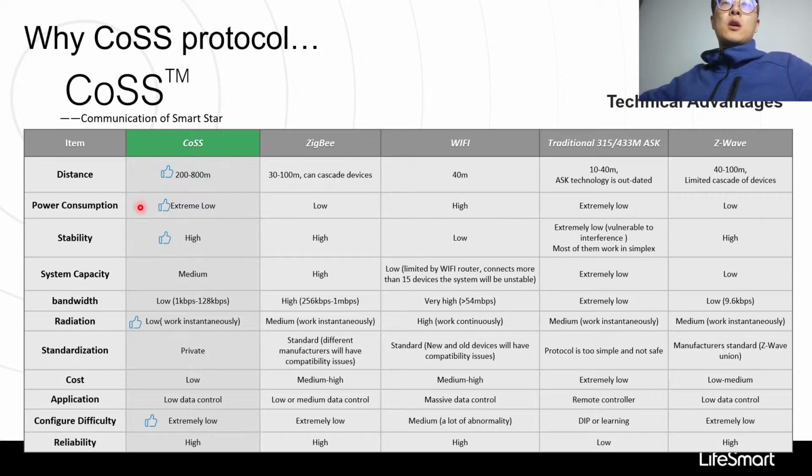And the next is the power consumption. We can offer extremely low power consumption with the COS protocol. Say for instance, we have a switch called Starry switch, which is a no neutral wire switch solution. It has a battery inside. It can power the switch for at least 5 years. There is no Zigbee or Wi-Fi or Z-Wave device that can achieve that, and this is all because our COS protocol is using extremely low power consumption.